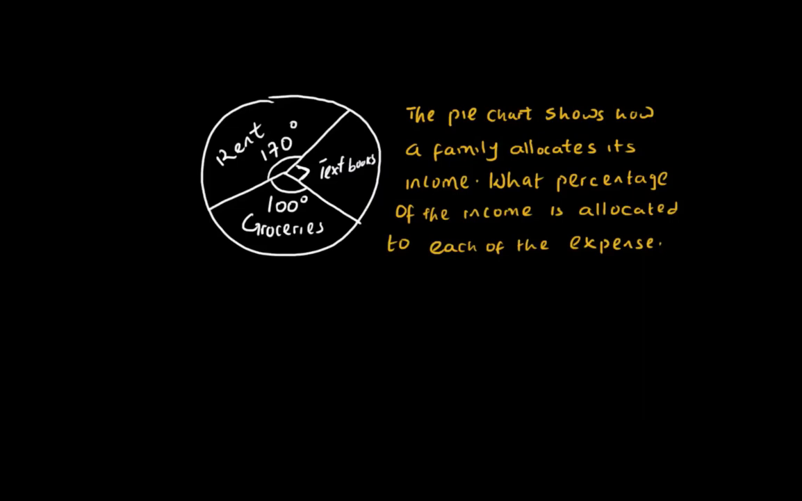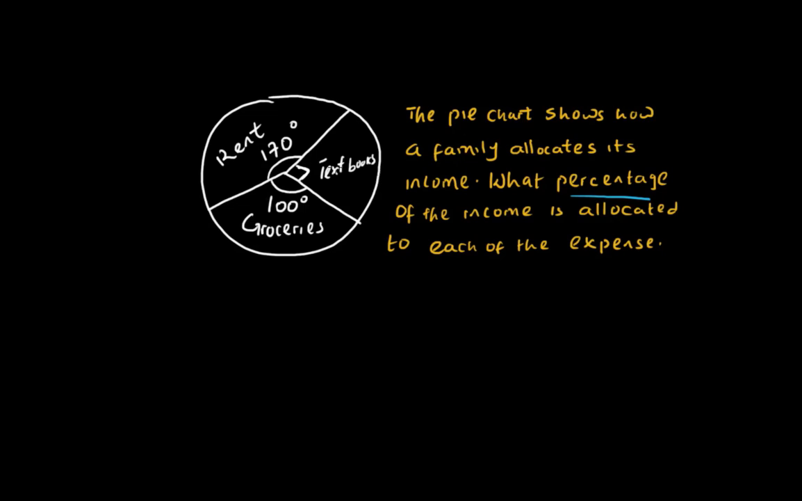So we've got this question, the pie chart, how a family allocates its income. What percentage of the income is allocated to each of the expenses? Now, in essence, what we are asked to do is to convert degrees into percentage. Remember, the allocation is in degrees, and we're expected to come up with a percentage allocation of each of the expenses. So basically, we are expected to convert degrees to percentage.